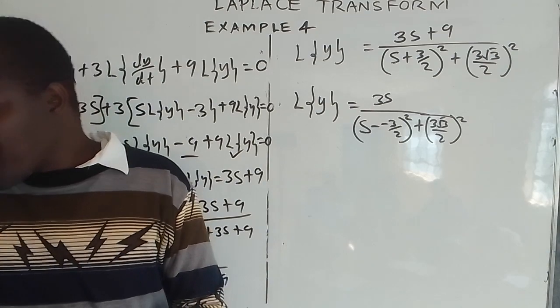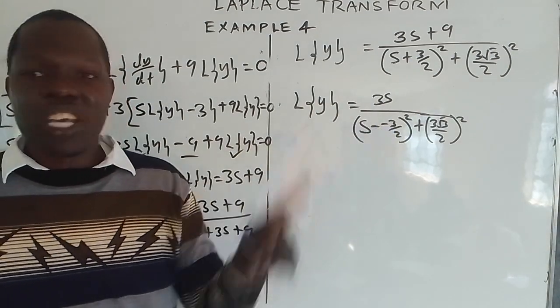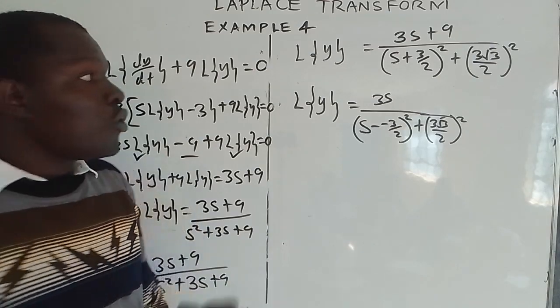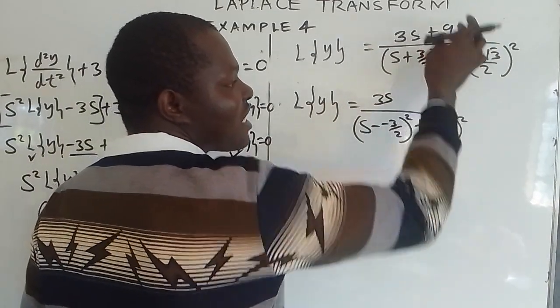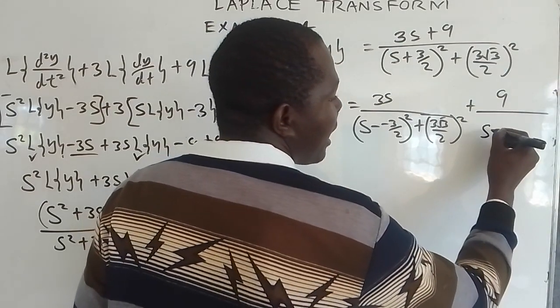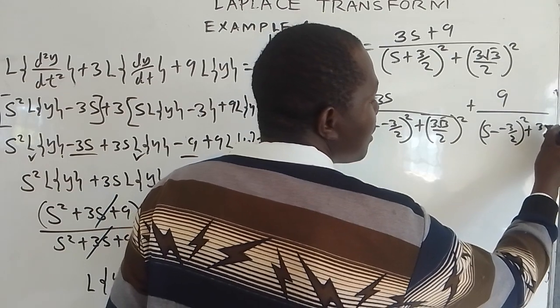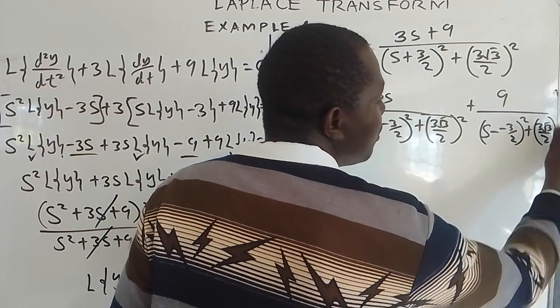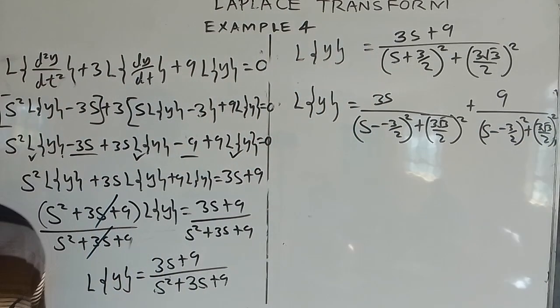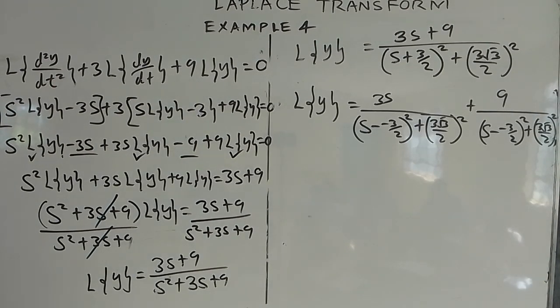Because it is supposed to be s minus a. So this plus 3 over 2 must be written as minus negative. Okay? So you've separated the first part, then the second part is plus 9, isn't it? It is plus 9 over (s minus negative 3 over 2) squared plus (3 root 3 over 2) squared. Are we together there?